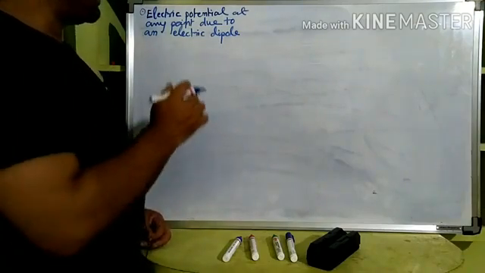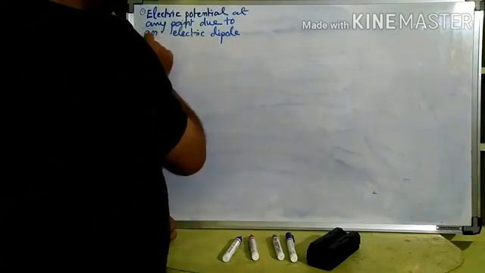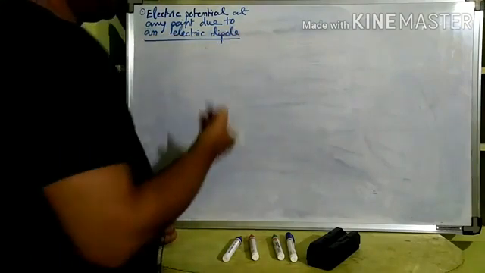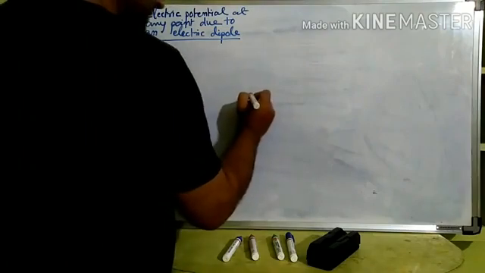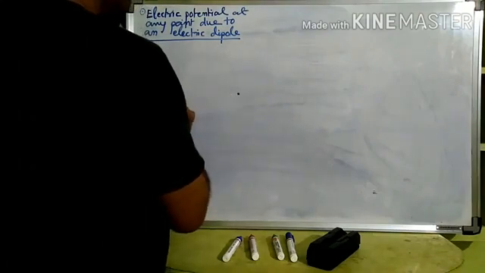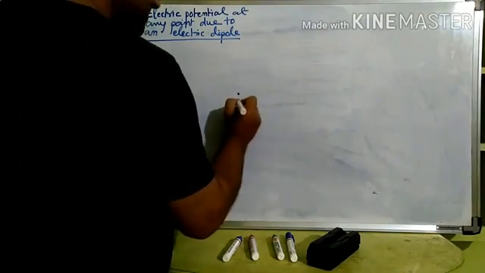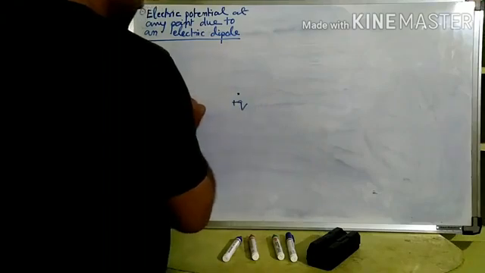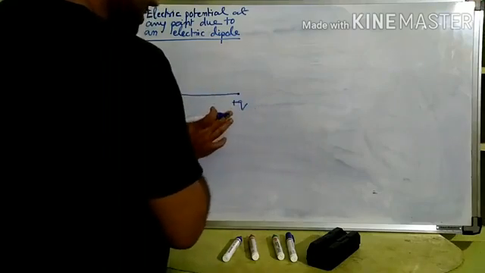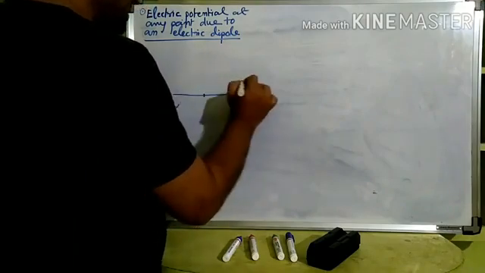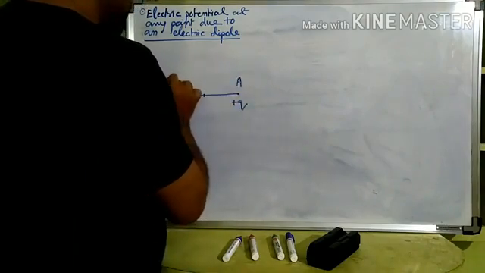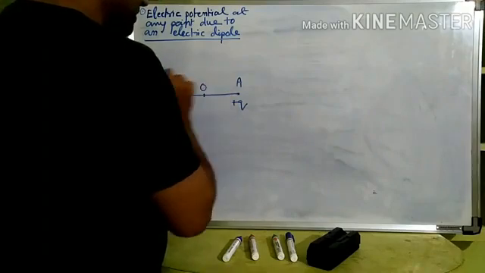Today we are going to learn electric potential at any point due to an electric dipole. We are aware that in an electric dipole two equal and opposite charges are separated by a small distance, and generally for calculation purposes we always take this as 2L. Let us say this point is A, this point is B, and the midpoint of the dipole is O.